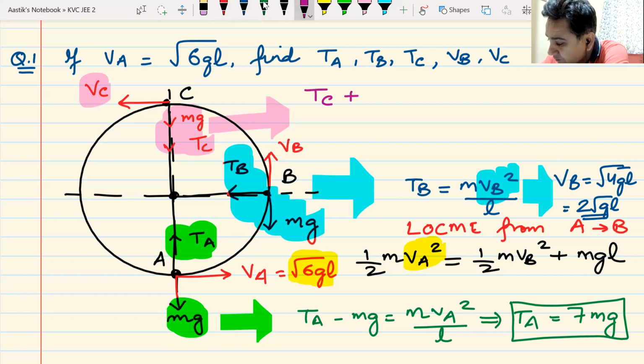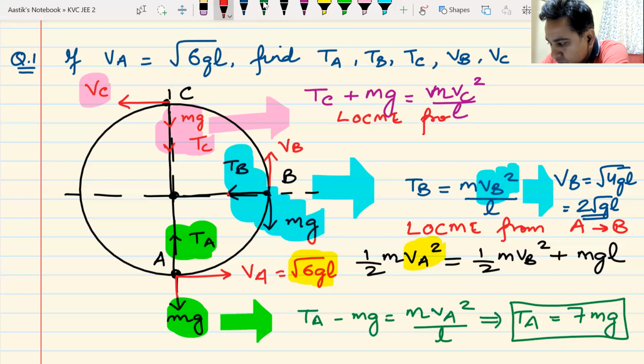Yes, sir. TC plus mv square by L minus mg. Yes, you can write it like this, mv square by L. The only problem here is I don't know the value of VC square. To find out the value of VC square, I will write Lockme from A to C.